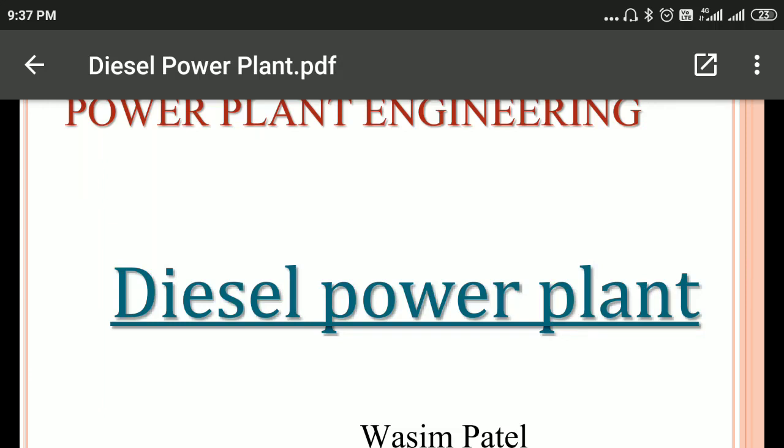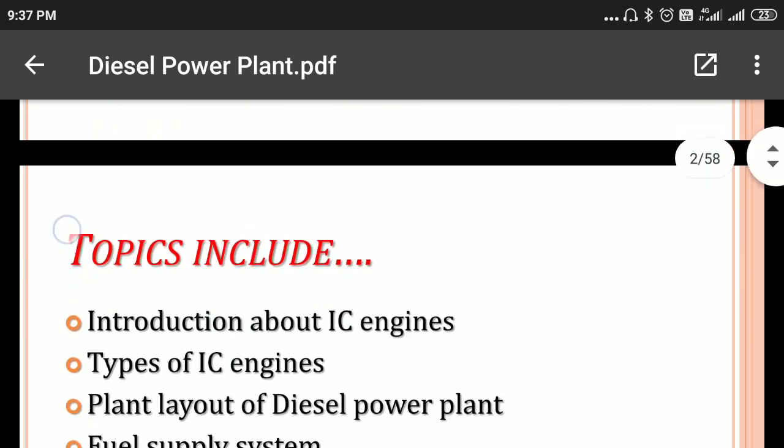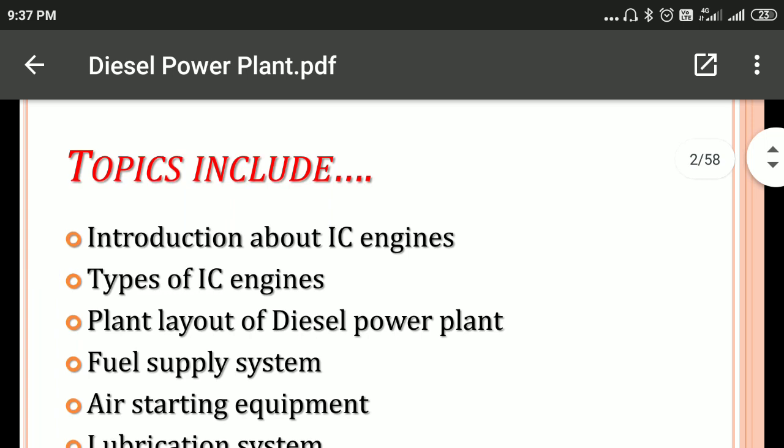Hello everybody. Today we will study the diesel power plant. Basically, a diesel power plant comes under a thermal power plant. In this we will see the introduction of the IC engine, meaning in which category your diesel engine comes, the basic functions of the diesel engine, and the plant layout of the diesel power plant.